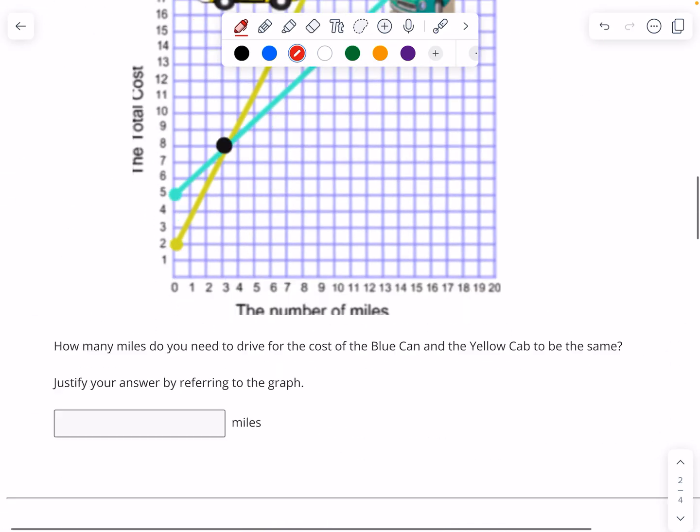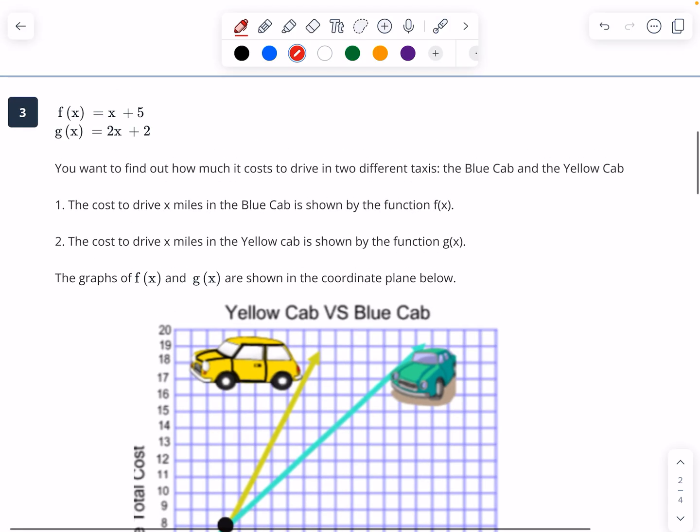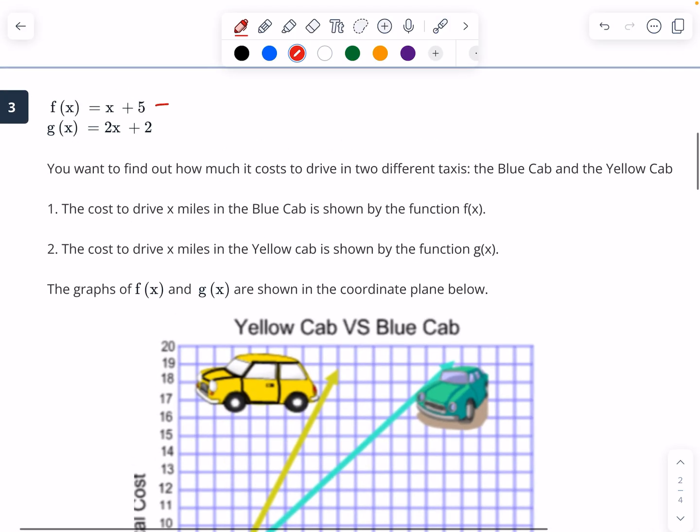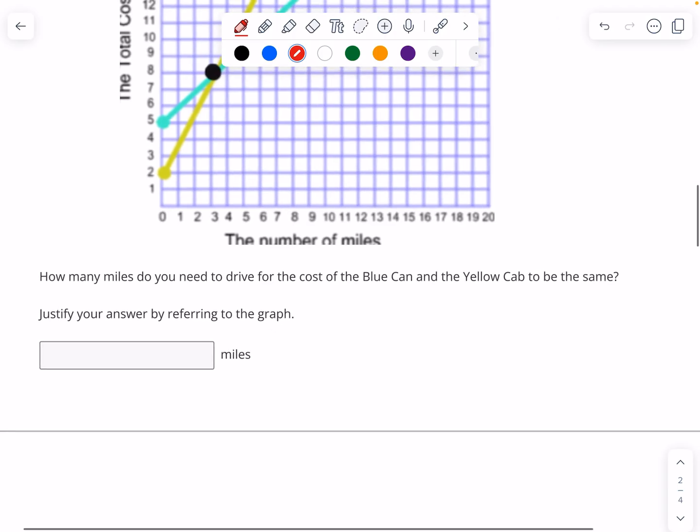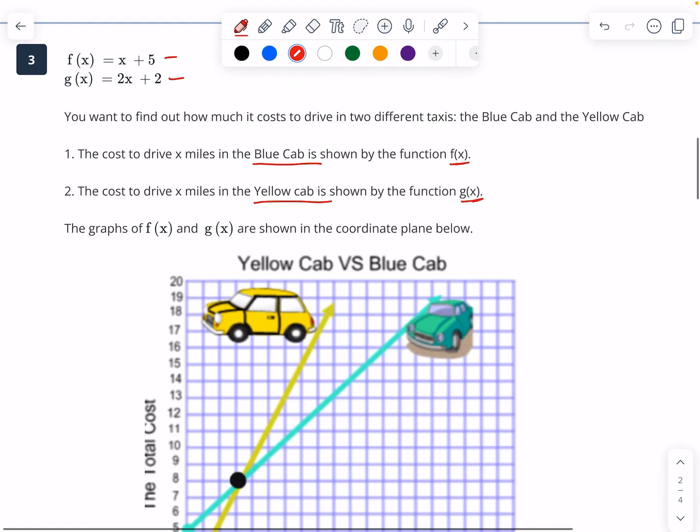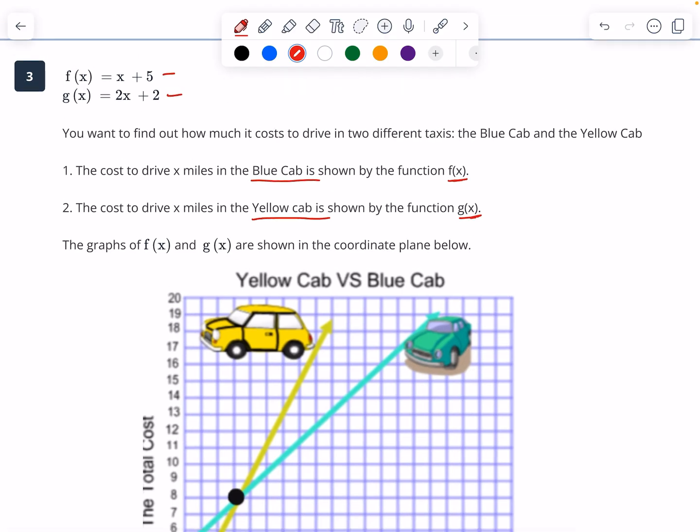A new type of question. It tells you two equations, right? Tells you that f of x is the blue cab, tells you that g of x is the yellow cab, and it ultimately asks you how many miles do you need to drive for the cost. So we're looking for a number of miles for the cost of the blue cab and the yellow cab to be the same. So we're looking for these to be the same.